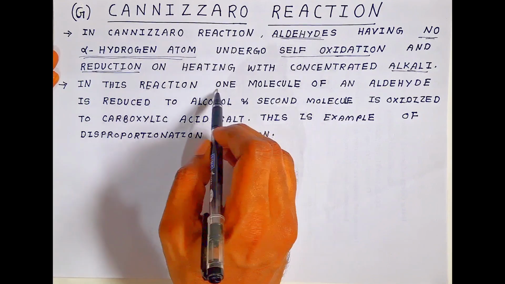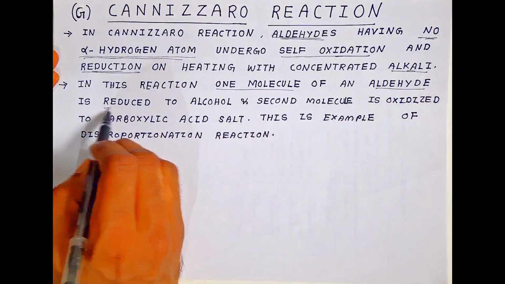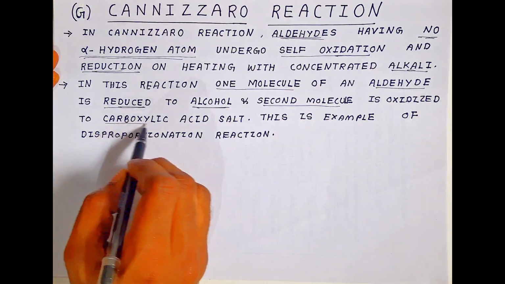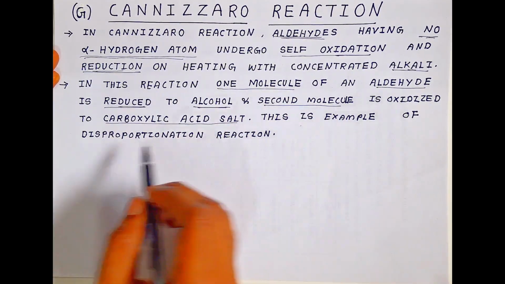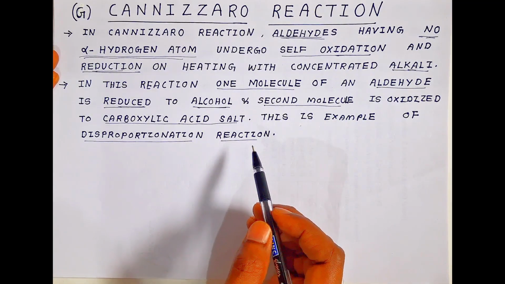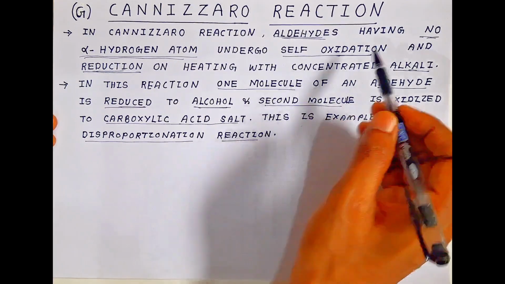In this reaction, out of two molecules of aldehyde, one molecule is reduced to alcohol and the second molecule of aldehyde is oxidized to carboxylic acid. This is also called a disproportionation reaction. So in the Cannizzaro reaction, students, two molecules of aldehyde having no alpha hydrogen are used.